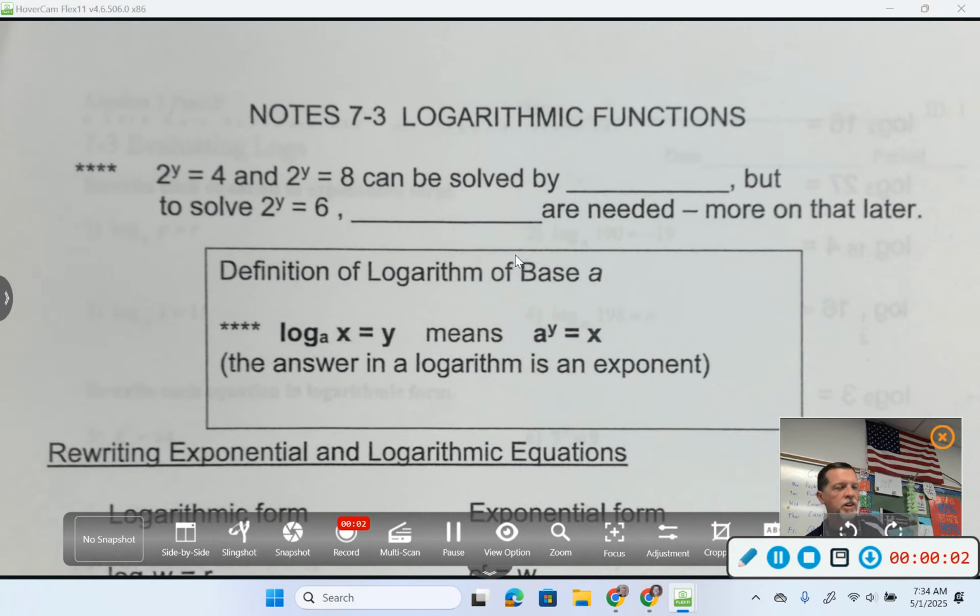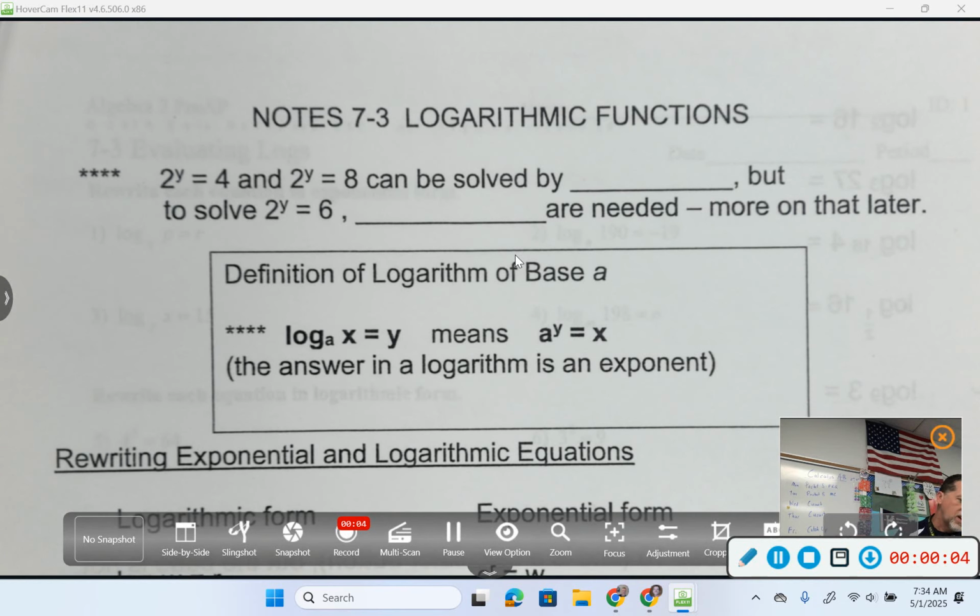Okay, notes on logarithmic functions. So this is, you've done logs before? Let me ask that differently. Have you done logs before? No. Okay. From the top then.